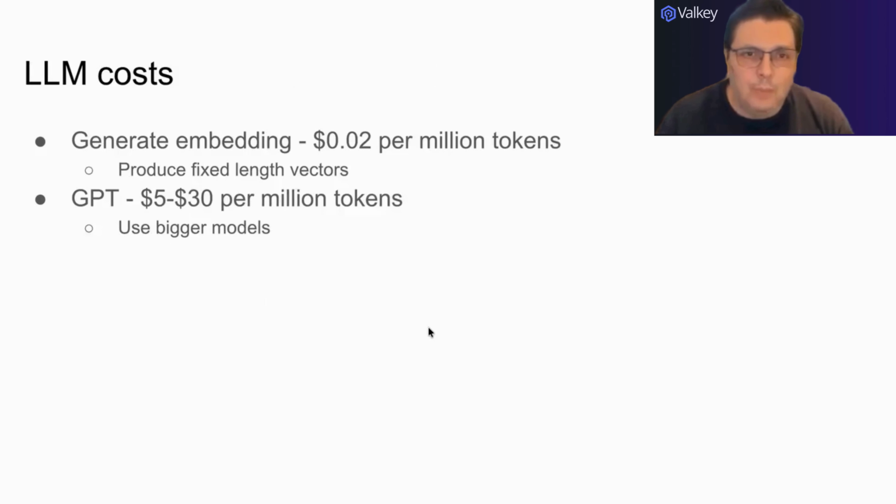Now, we talked about these two types of calls to LLMs. And again, the very first one is what we do to generate the embedding. And those are very cheap. However, what's really expensive and slow are the actual GPT inference calls, where it costs orders of magnitude more, because they have to use bigger models to run your inference.